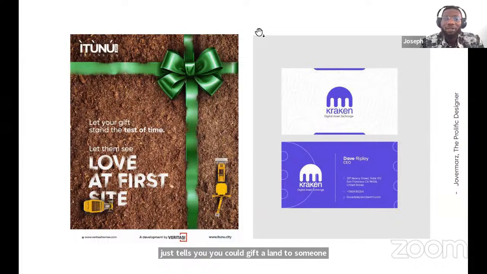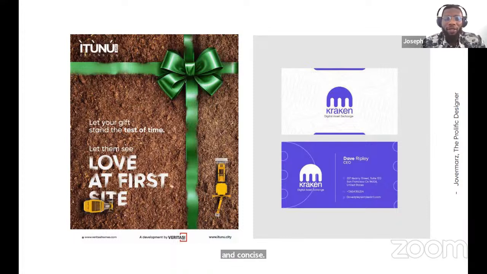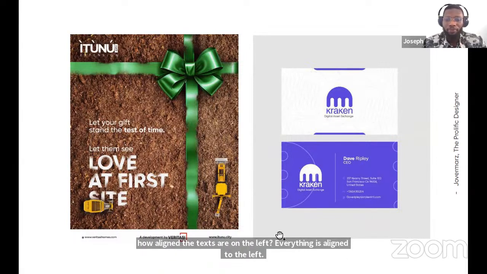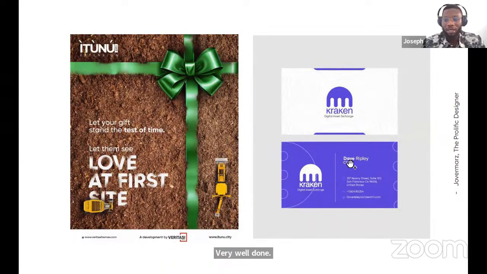Straight to the point, simple and concise. But you see how the image is playing a very good role. See how aligned the texts are on the left. Everything is aligned to the left. Very well done. Right? That's how it is. Same applies here. Aligned to the left.